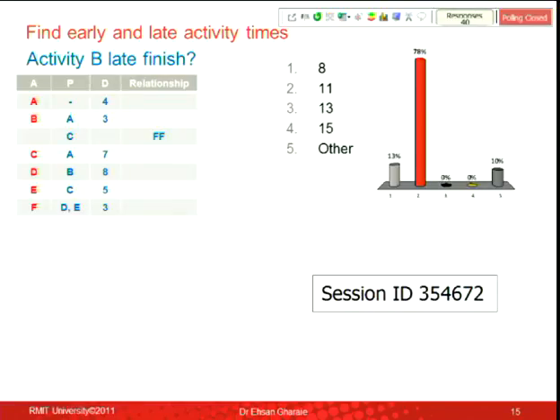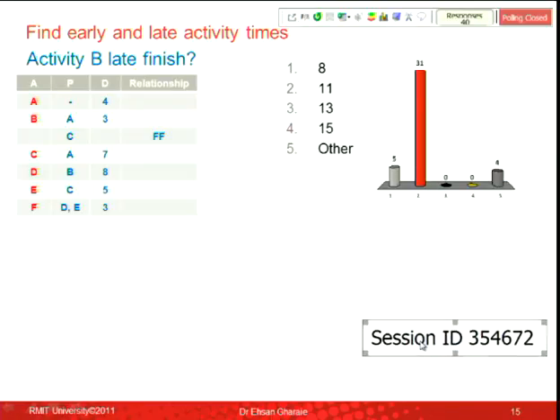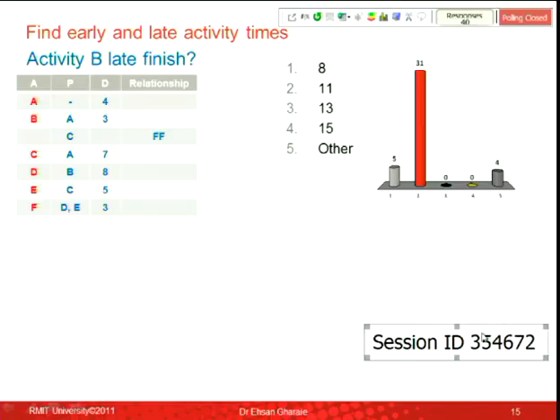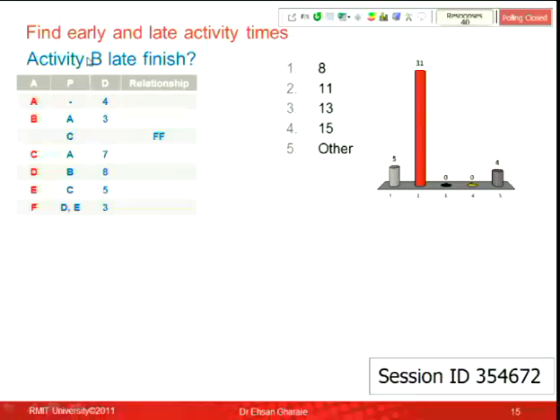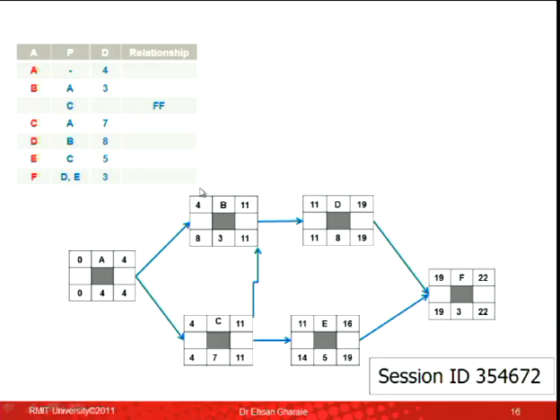So we had 8, 11, 13, 15, no 13, no 15, and a few others. Let's change it to numbers. So the question was activity B late finish. Let's see what the answer is. The answer is 11. So you've done much better than last time.